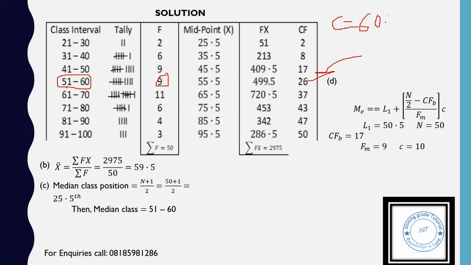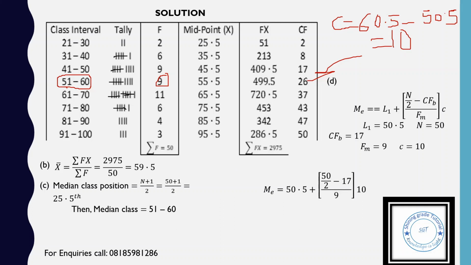It's like the upper class boundary, 60.5, minus the lower class boundary, which is 50.5. The difference will give us 10. So the difference gives 10, and that will be equal to 10. As simple as that. You can simply solve that now.